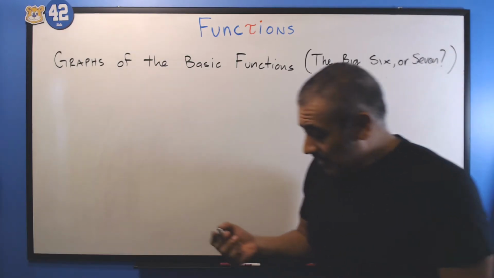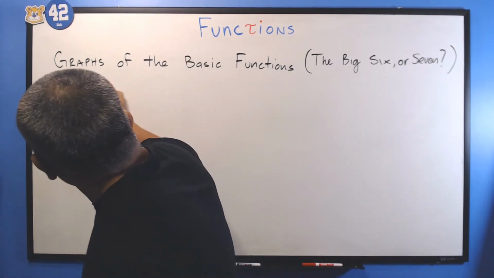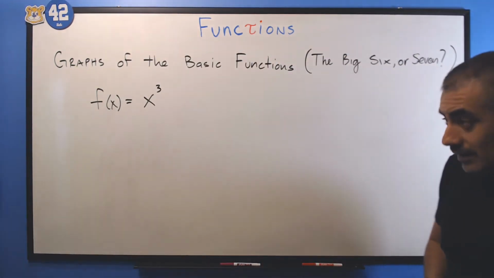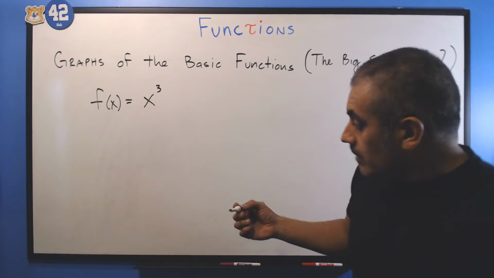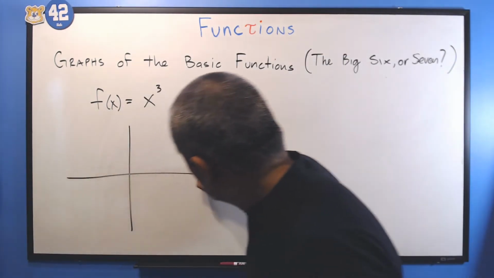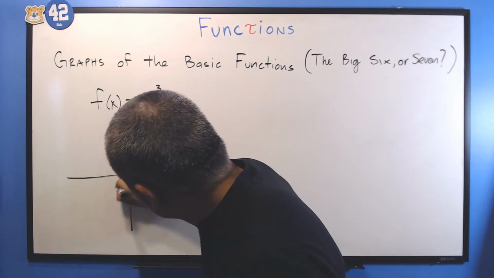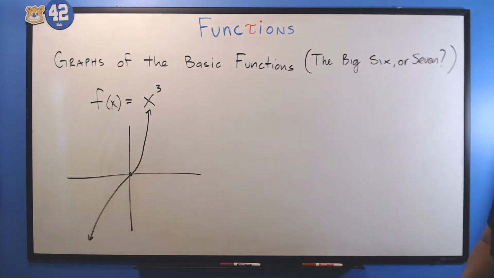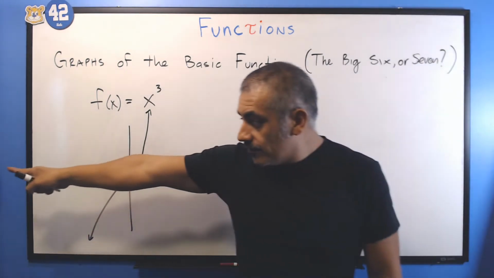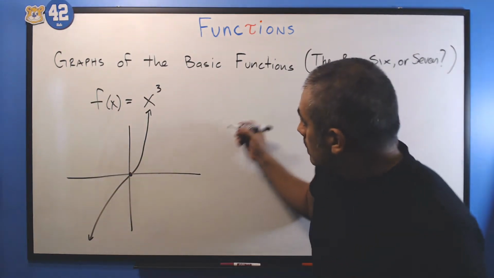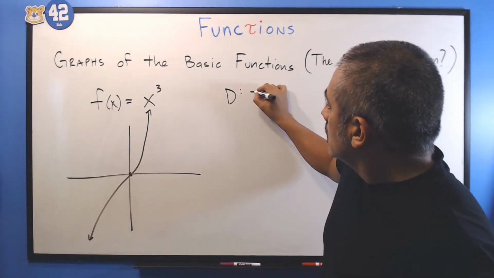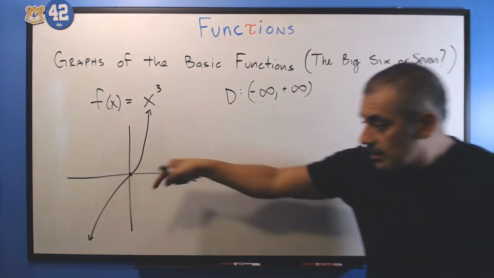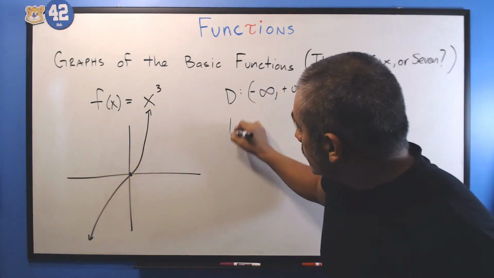The third function that we're going to look at is going to be the cubic function. And that is a function f of x equals x cubed. That will be the parent function of the cubic function. And the graph of this one looks like this. From the graph, we can tell that the domain is negative infinity to positive infinity. The range is also negative infinity to positive infinity.